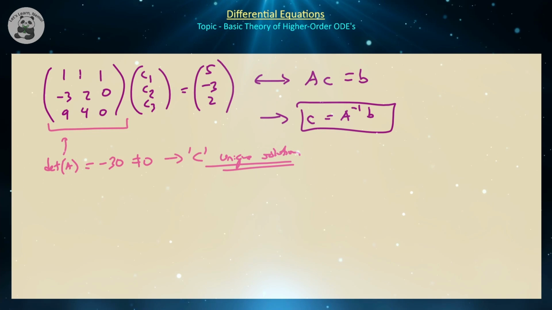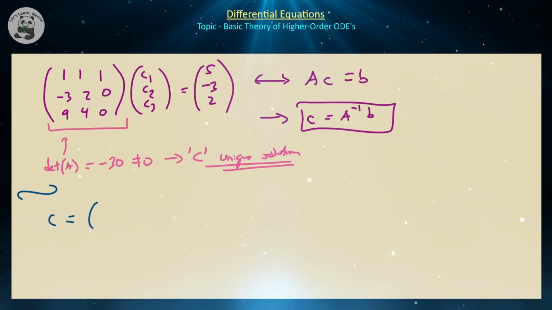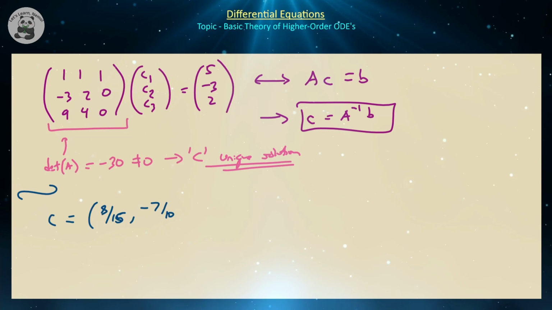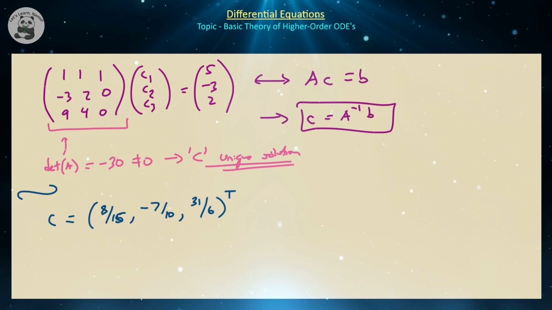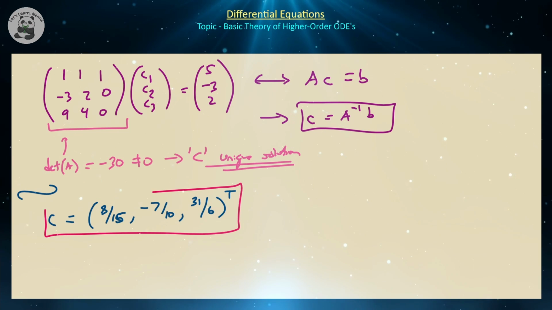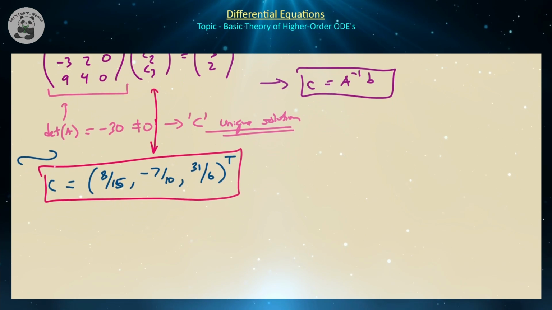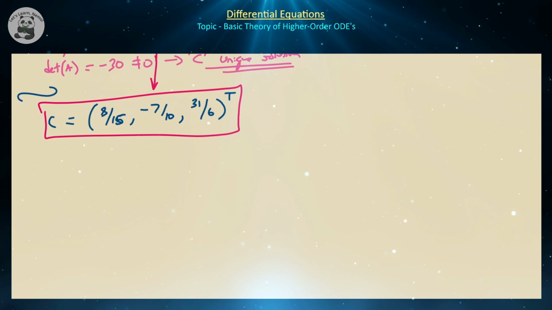So once you do perform that Gauss-Jordan elimination, which I will not go through here, that's just going to give us 8 over 15, minus 7 over 10, and 31 over 6. So that is going to be my solution. And if you're not sure why I'm putting the t there, that's just a transposition because it should be a column vector, not a row vector, but I just want to save some space and write it as a row vector instead.